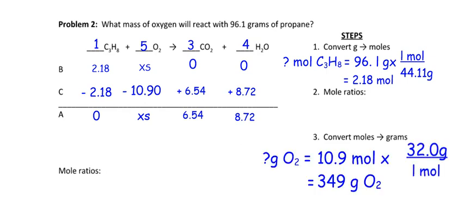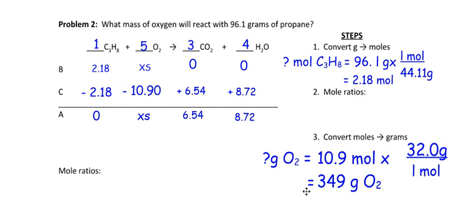All right, so this is what I have. I have 10.9 moles, and I put moles at the bottom, 32 grams on top. I got that from the periodic table. And I got 349 grams of oxygen. Notice I only have 3 sig figs. I probably should have changed this to only 3 sig figs, because this is 3 sig figs. Okay, so that's how many grams of oxygen that you used to completely combust 96.1 grams of propane.